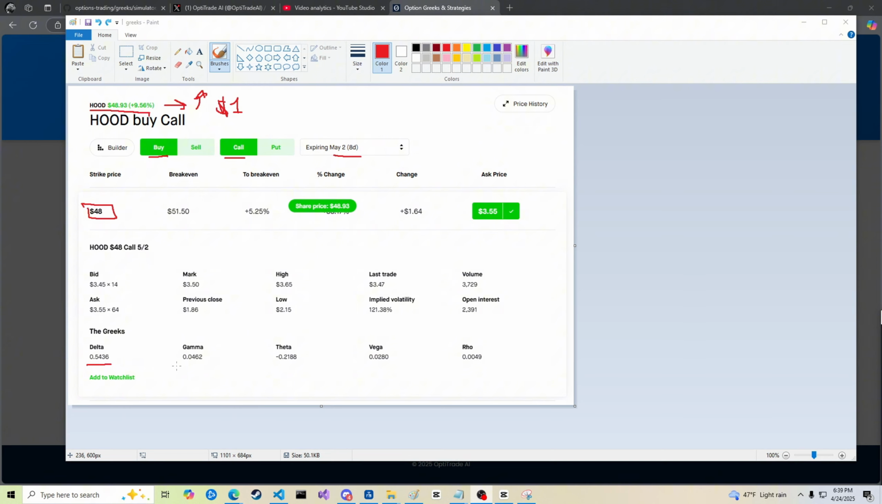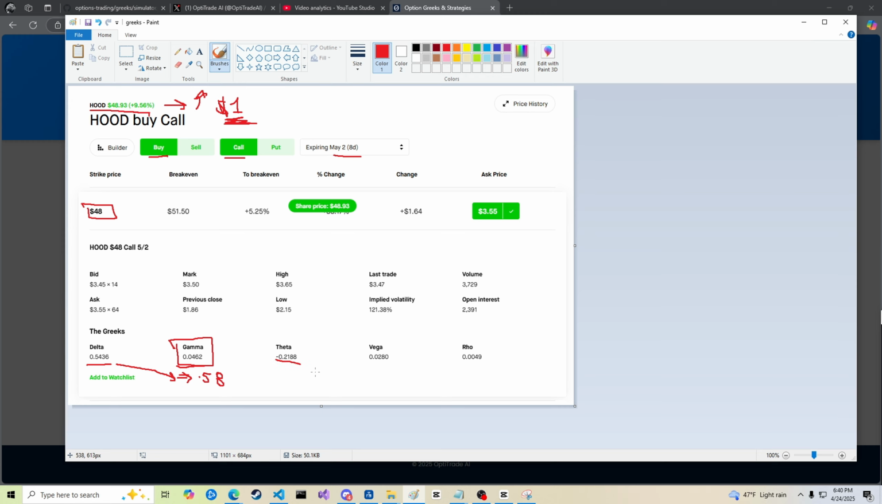Now we can go back to gamma and remember that every $1 change in the underlying stock will affect the move of delta. In this case, if gamma is 0.04 and the stock were to move up by $1, we could take the current delta plus the current gamma, and that would become the new delta, right? In this case, it would be about 0.58. So delta becomes 0.58 if the stock were to move up by $1. That is what gamma is telling us here.